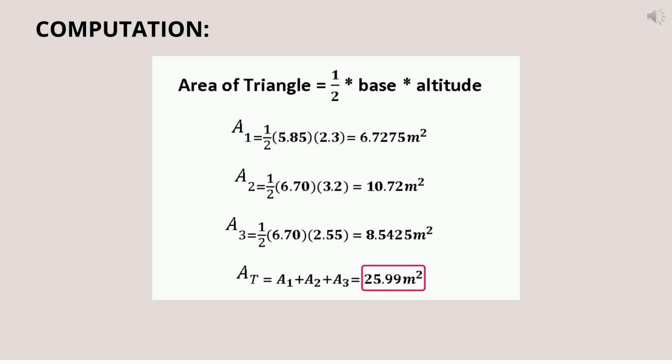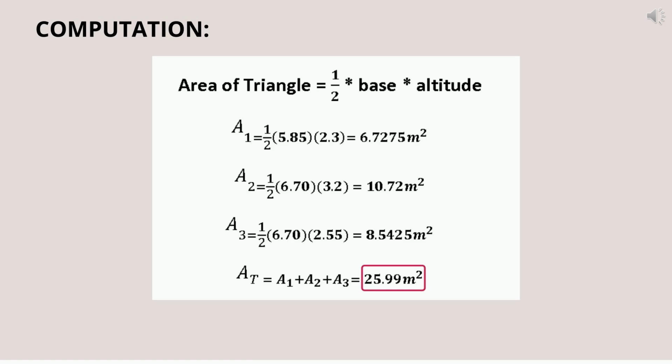So for the computation, we are going to use the formula 1/2 times base times height or the altitude. So for A1, we have 6.7275 meters squared. So for A2, we have 10.72 meters squared. So for A3, we have 8.5425 meters squared.